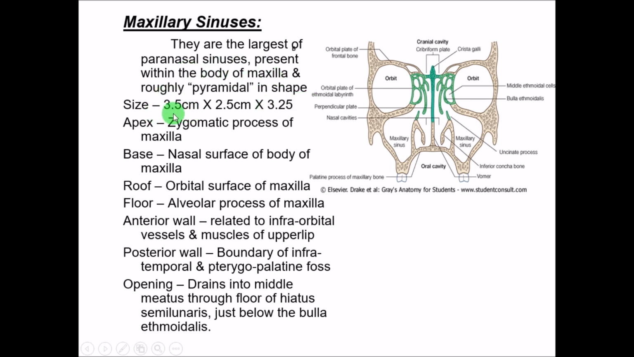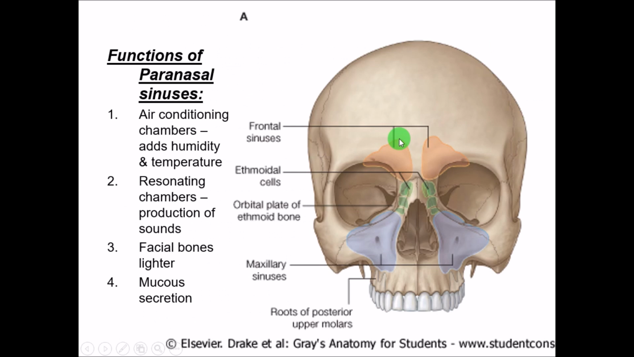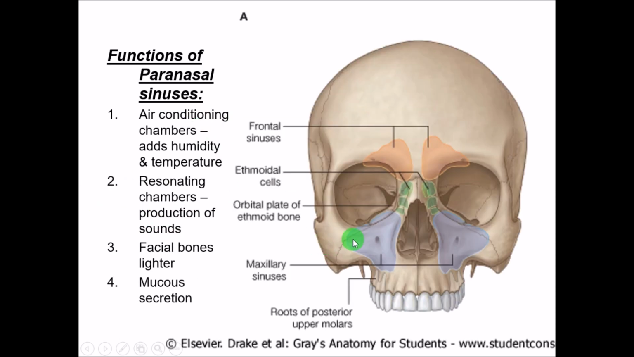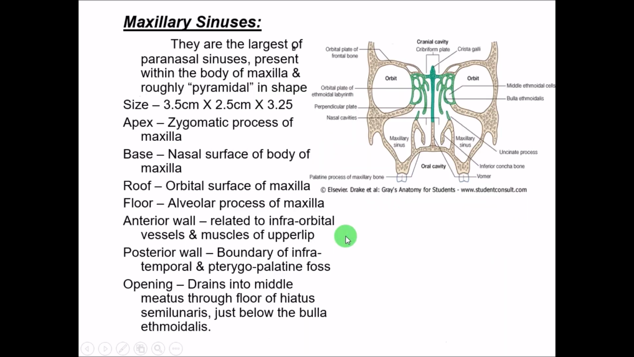The size is almost 3.5 centimeters by 2.5 centimeters by 3.25 centimeters, in length, breadth, and width. As you know, the maxillary air sinus is triangular or pyramidal in shape, as you saw. It has an apex as well as a base. The apex is directed towards the zygomatic process of the maxilla. Here is the zygomatic process, so the apex of this maxillary sinus is directed toward it.